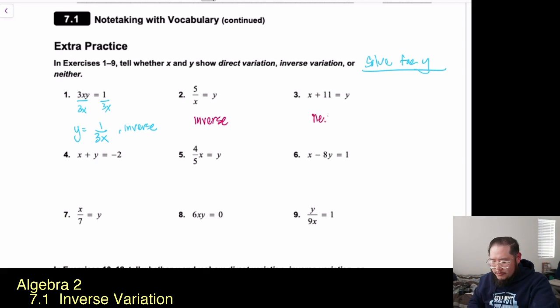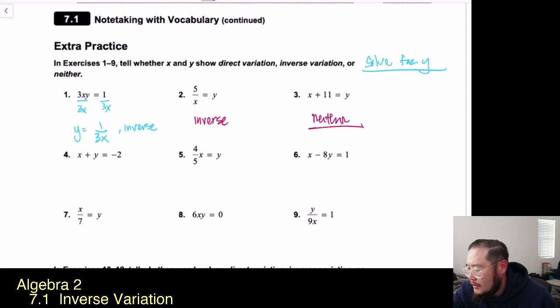Let's go next up to number 4. We get y by itself. Let's go ahead and subtract x to both sides because that's all we can do right here, right? Subtract x to both sides, negative x minus 2. That right there doesn't look like direct nor inverse variation. So we have once again right here, neither.